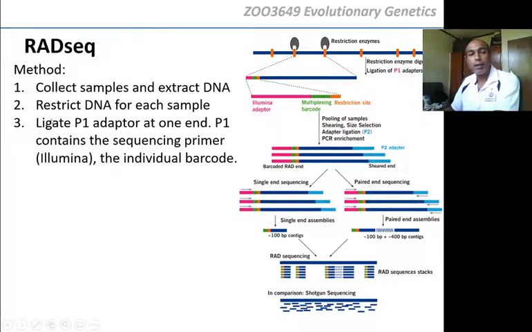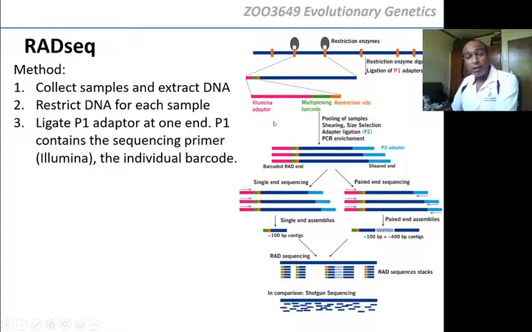Then what do we do? We ligate. Ligate means what? Join, right? DNA ligase is a joiner. It glues things together. It's the opposite of restriction. Restriction cuts. Ligase joins. So we use ligase to join this Illumina adapter here to this piece of restricted DNA. All right? Here's the restriction site where it was cut. That is the orange part.